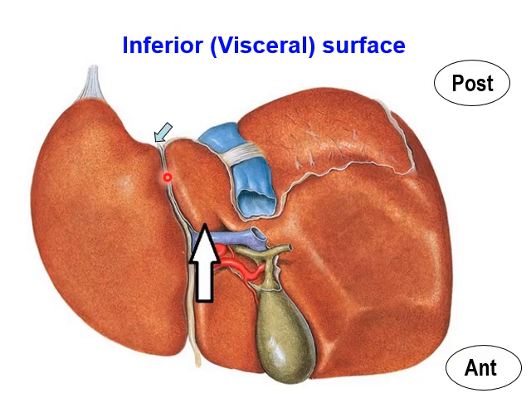To the left side, the fissure for ligamentum venosum; to the right side, the groove for inferior vena cava. The groove for inferior vena cava lies between the bare area and the quadrate lobe. It is a deep groove, and this groove is pierced by the hepatic veins to join the inferior vena cava.